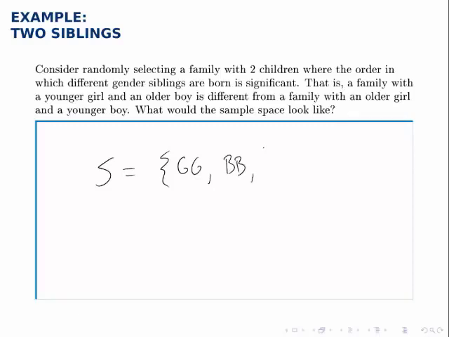Now, we're told that the order matters, so having a girl then a boy is different than having a boy then a girl. So these are the 4 possibilities, and that's our sample space.